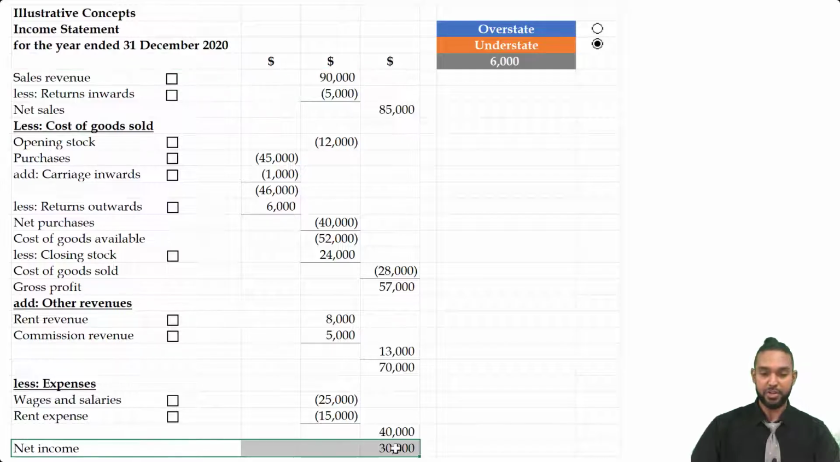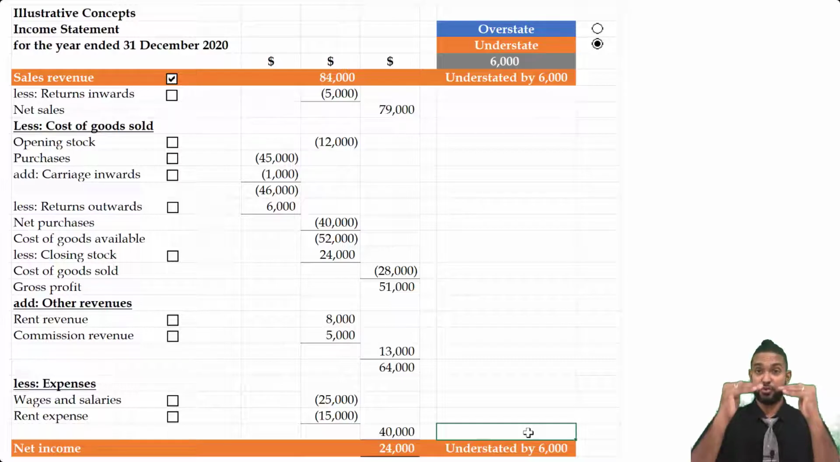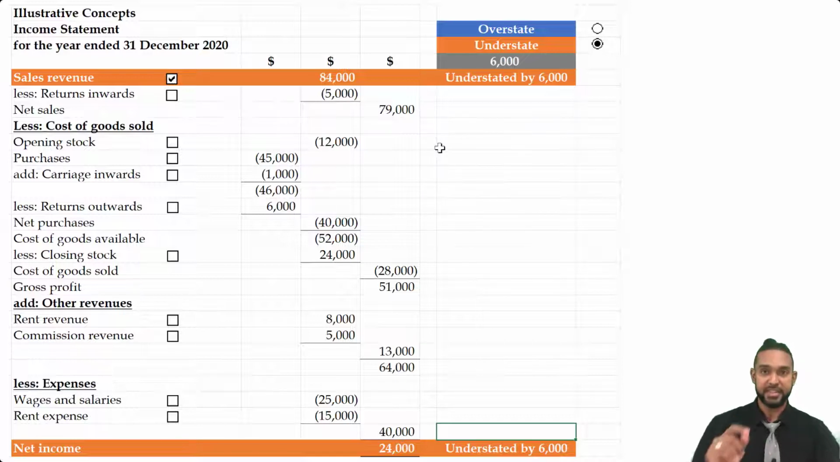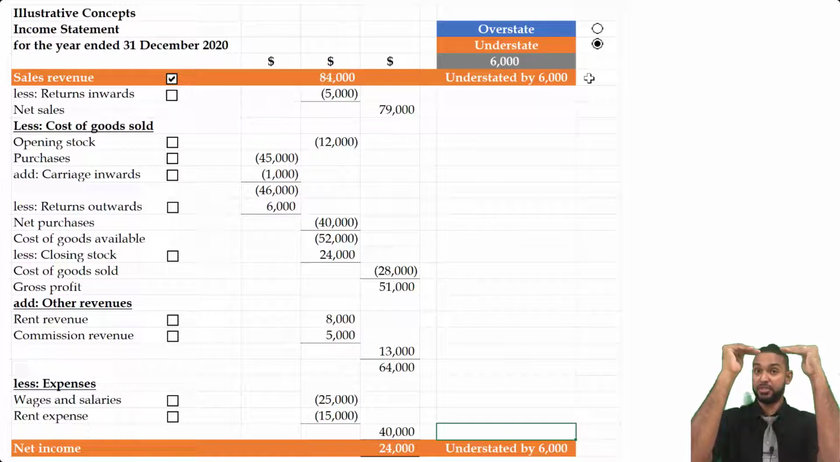So if it was originally 30 and then we understated sales revenue, look, it went down from 30 to 24. That's an understatement by 6. So whatever direction revenue goes, profit goes in the same direction. That's a good thing to remember. So if revenue is understated, net income or net profit is understated too. Now, what's going to happen when we correct that? When we correct the understatement, revenue is going to go up. And if revenue goes up, profit goes up as well.